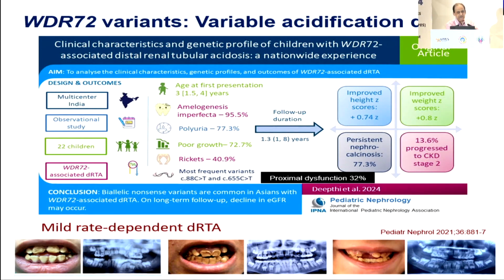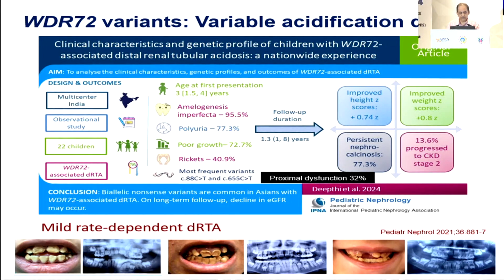The other disease that's being seen, interestingly reported more from Asia than from Europe, has been the association with WDR72. About 5 years back, we started seeing children who had amelogenesis imperfecta. So they had lack of development of their enamel along with features of RTA. The acidosis was not very severe, but they had refractory rickets. They had a mild rate-dependent RTA. They had polyuria and so on. A proportion of them also had proximal dysfunction, and we'll talk about proximal dysfunction later. And we found that this was linked to WDR72, and there are reports that WDR72 is an important gene.